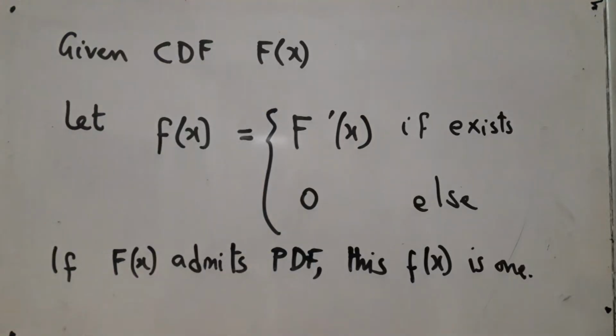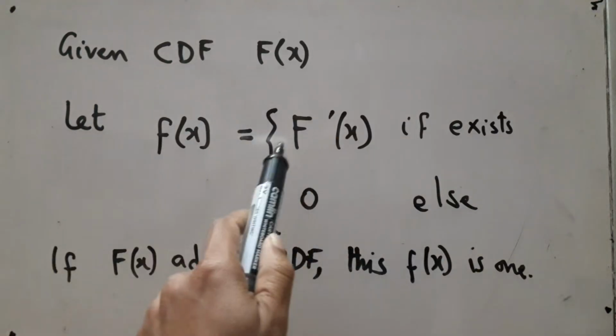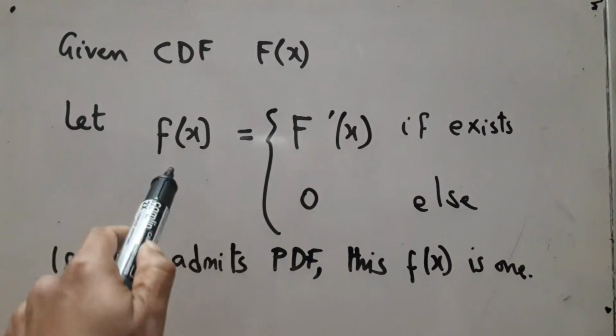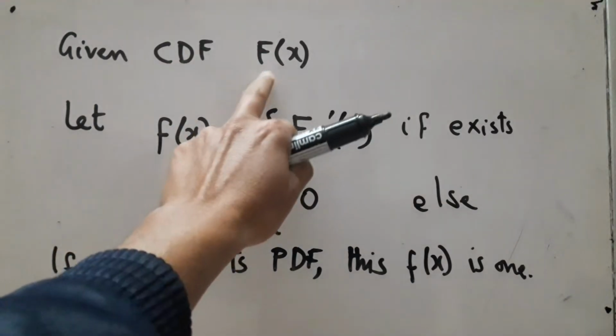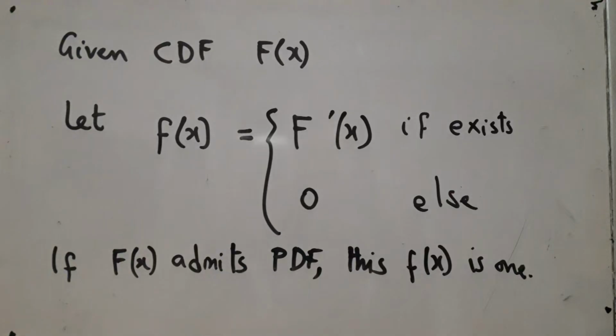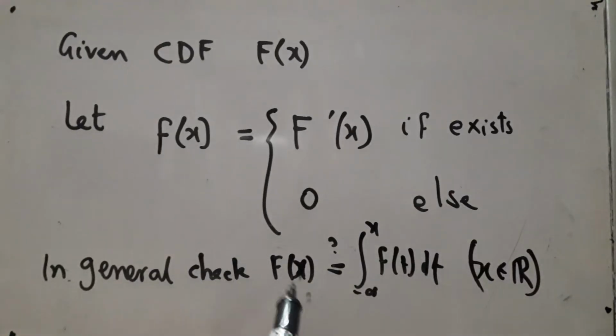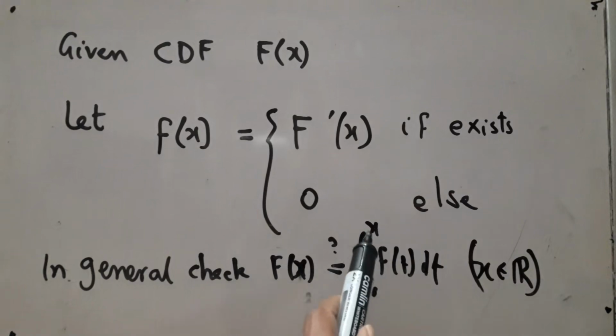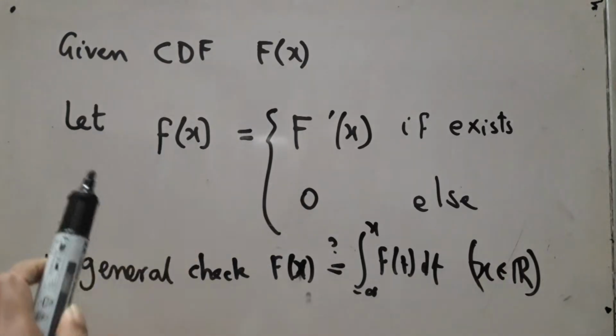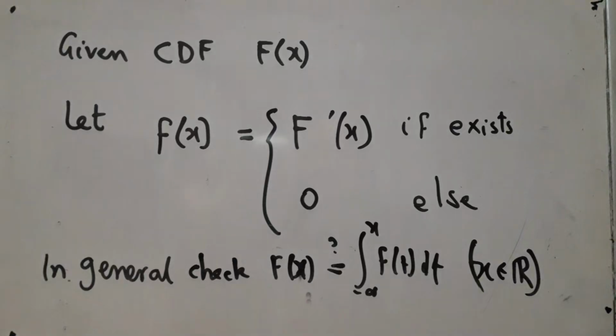But suppose you are given just a CDF, you do not even know whether a PDF exists or not. Then what do you do? You define this function like this and then explicitly check if integrating this will give you back this thing. That is, you check whether F_X(x) equals the integral from minus infinity to x of f(t) dt, and this must hold for all x. If you find it does not hold, then this is not a PDF, and then F_X cannot have any other PDF. So if a PDF exists, this has to be a PDF.